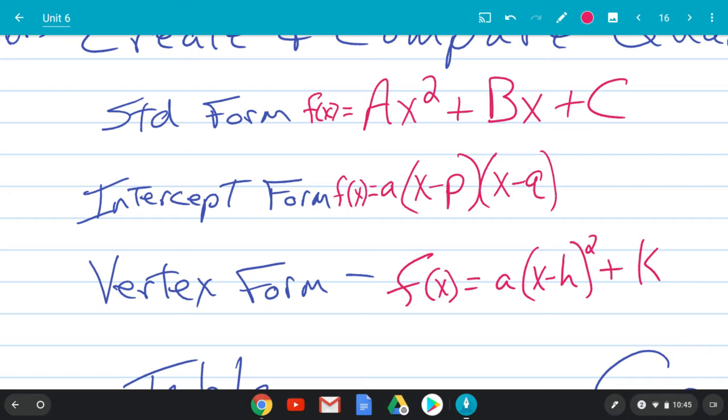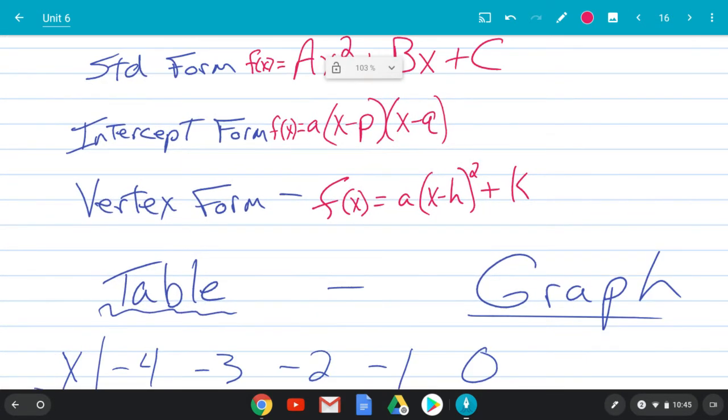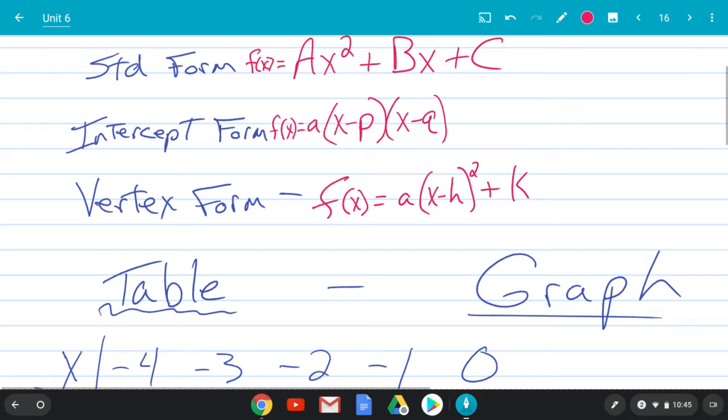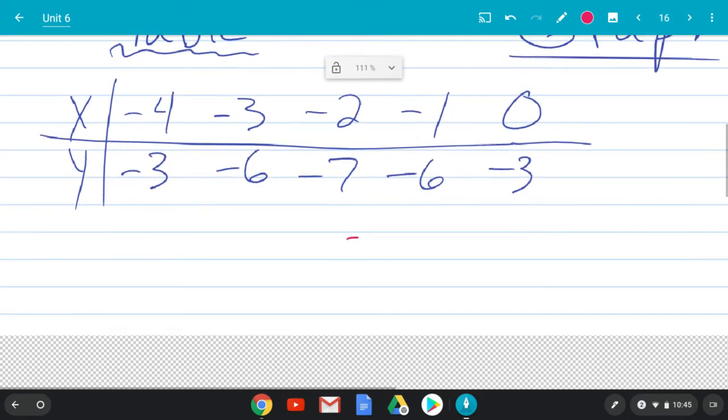So now we're going to be given a situation, in particular, a table or a graph. Today I'm going to start with a table. May not get to a graph today, but we're going to start with a table. And we're going to look at that table and we're going to say, is that a quadratic? And if it's a quadratic, we're going to create the equation that the data or the table gives us. Okay, that's what we're doing today. Let's start by looking at this table.